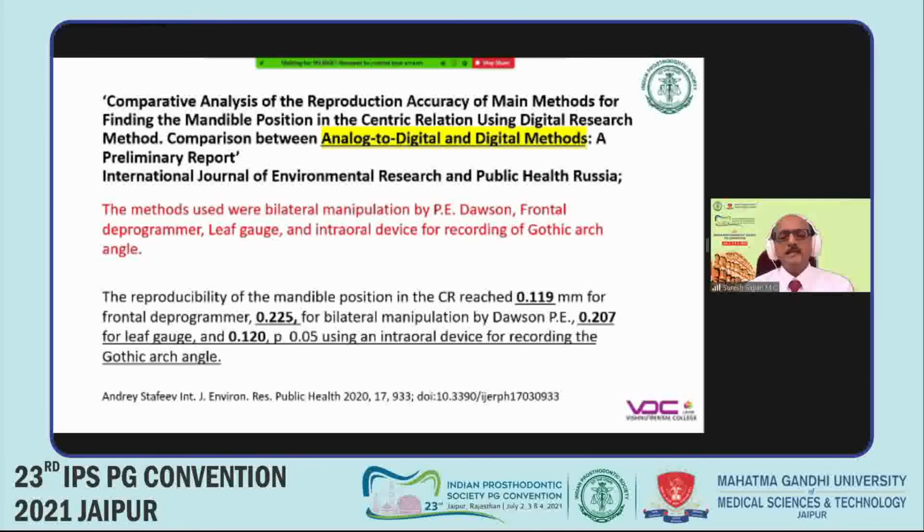Now, as we are moving into the digital era, they have also compared recording in analog and then digitalizing it, or directly digitalizing it, and what the difference is going to be. There they found a difference in the location of the centric relation. They are all positioned about 0.1 to 0.2, maybe 0.3 millimeters at the most, deviating from the actual position.